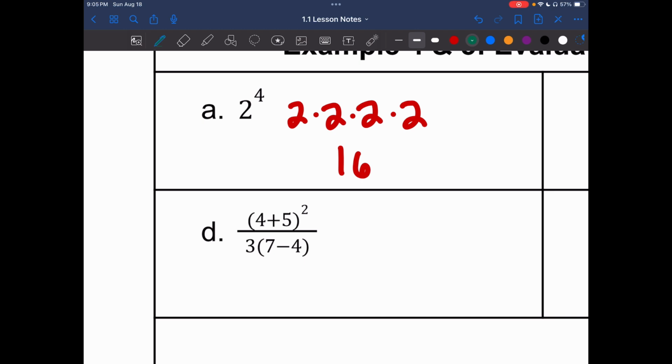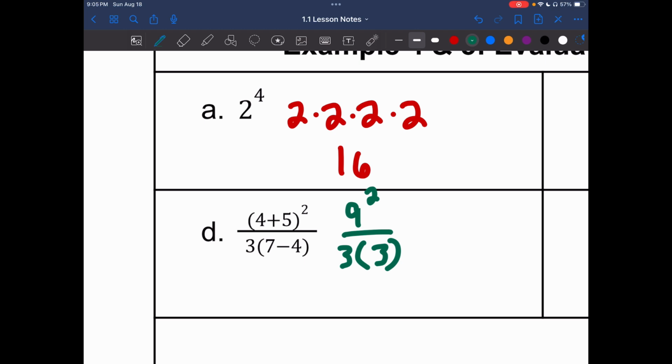Okay. Now, letter D here, you'll notice we've got a lot of things going on. We've got parentheses, we've got a fraction, we've got multiplication, we've got an exponent. So let's start at the beginning of what we have on our list and evaluate all expressions inside of parentheses. So the first thing we need to do, 4 plus 5 is going to give us 9. And that's still being squared. Now in our denominator, the 3 is on the outside. We're not dealing with multiplication yet. We need to finish our order of operations. So we need to do the parentheses first. 7 minus 4 is going to give me 3.